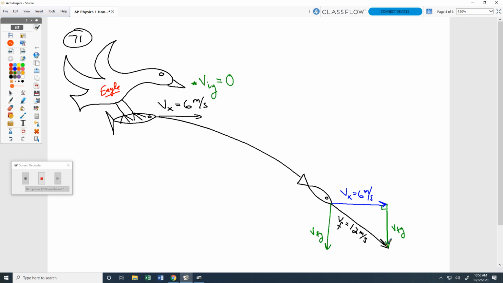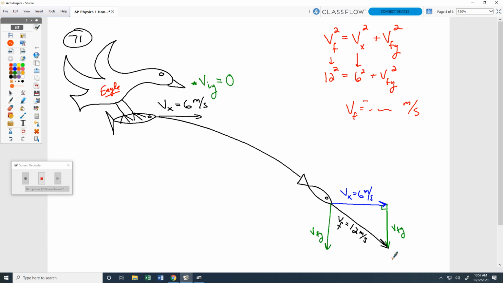It will allow me to find that if I plug into VF squared equals VX squared plus VFY squared. I know these numbers. VF is 12. Vx is 6. We don't know what VFY is. So I plug it in here, and I figure out what VFY is, so many meters per second. Now it's technically going to be negative. It's going to be going downward. We don't see that as much from this equation, but we can see it from the picture.